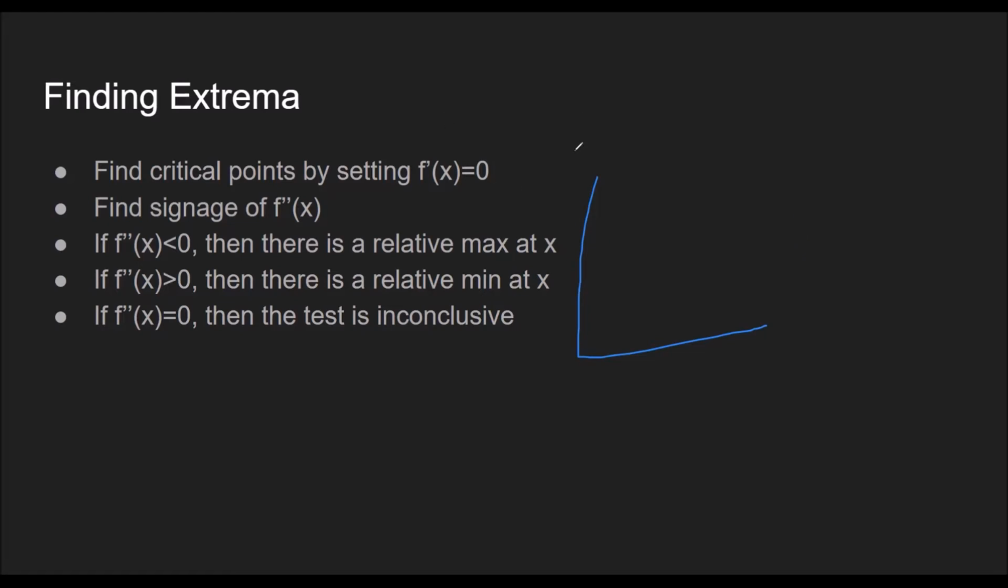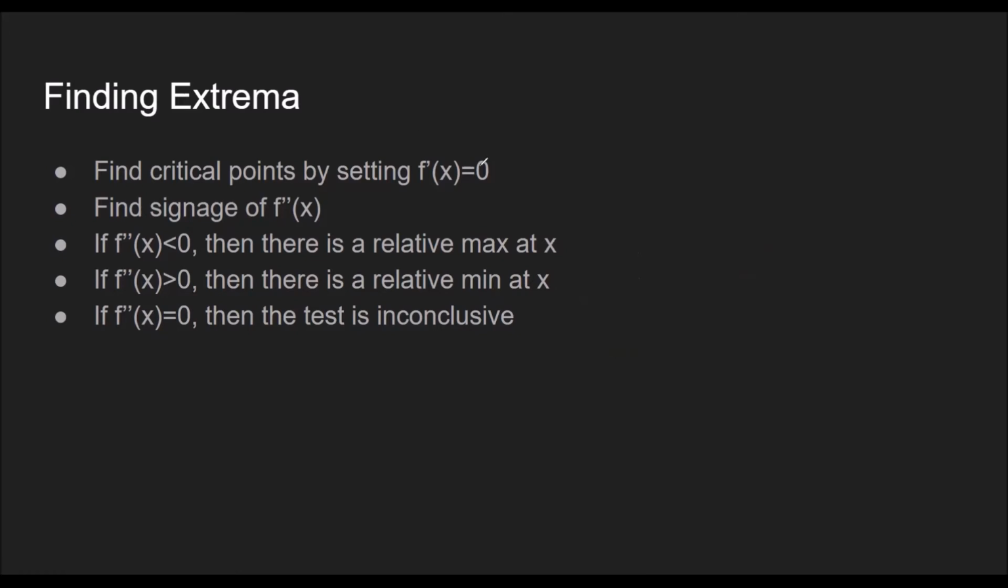If f double prime of x is greater than 0, such as this, as you can see, this is going to be our relative minimum. Let's call that point C. You can see around C, the slopes are increasing. And that is why this is considered a relative minimum. However, if f double prime is equal to 0, then that doesn't prove anything besides the fact that the test has failed.